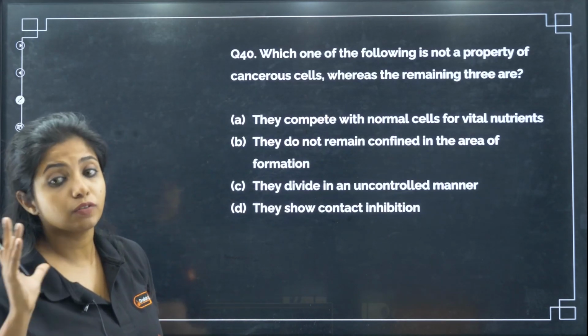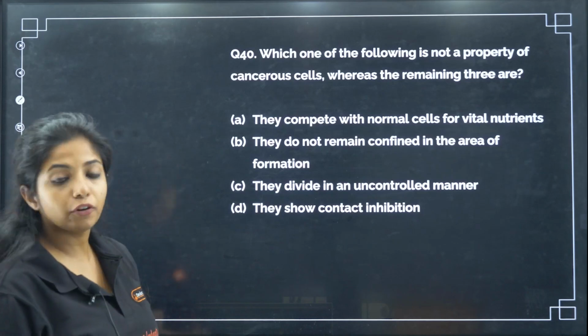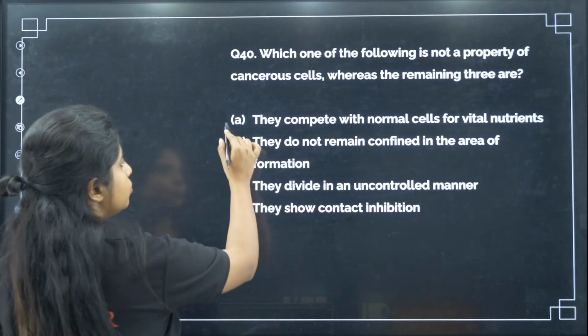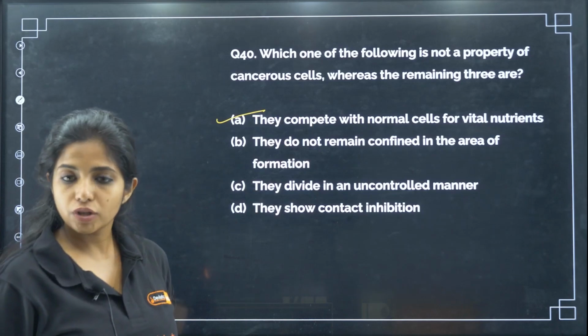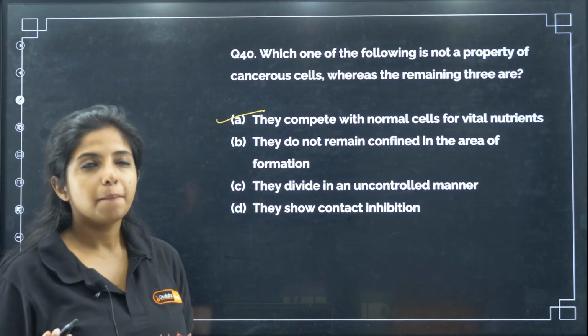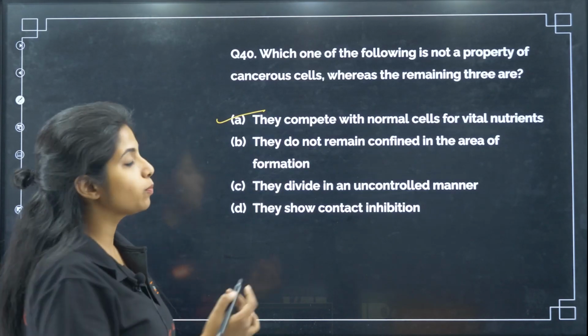Now, which one of the following is not a property of cancerous cells whereas the remaining 3 are? You have to find which one is not. They compete with normal cells for vital nutrients. Yes, obviously they do that. They are bad people. They do not remain confined in an area of formation. Yeah, they move around. This is known as metastasis.